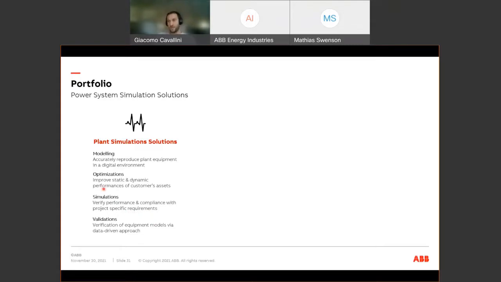After all those simulations, we normally perform validations. So we validate that the models used by us in the simulations are accurate and represent the behavior of the system.